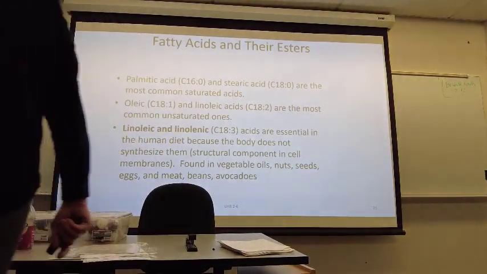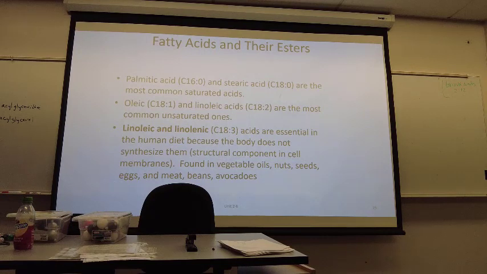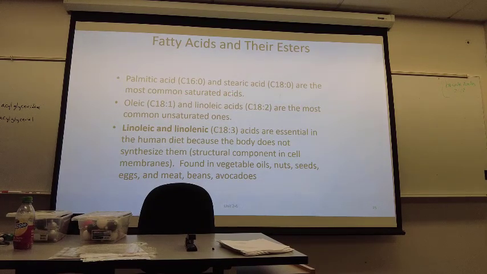Some things you hear about, palmitic acid, stearic acid are the most common saturated acids. Now, I'll show you a little notation, but I'm not going to hold you to this, just so you're informed. When they do a palmitic acid and they go C16:0, they're basically saying it's 16 carbons long in the strand and there's no double bond. Oleic and linoleic acids are the most common unsaturated ones. How many double bonds in this structure? One. And how many in this? Two. And these are things like oleic, stuff that they make margarine out of.